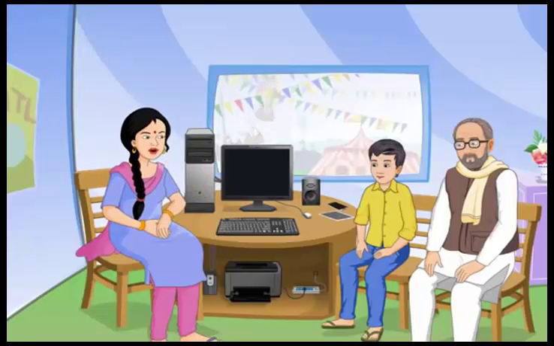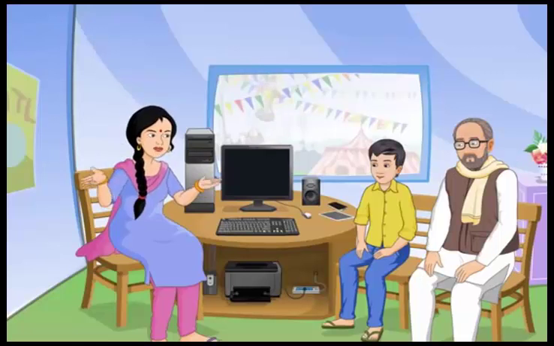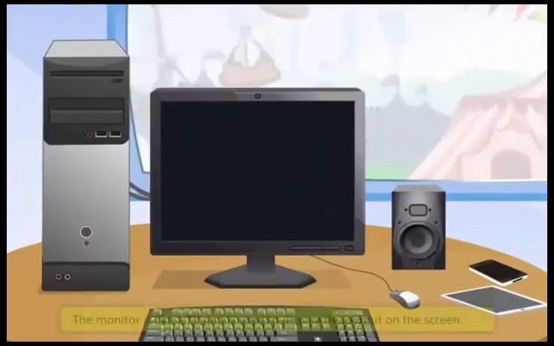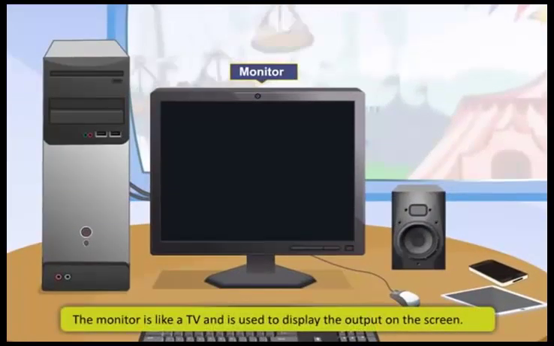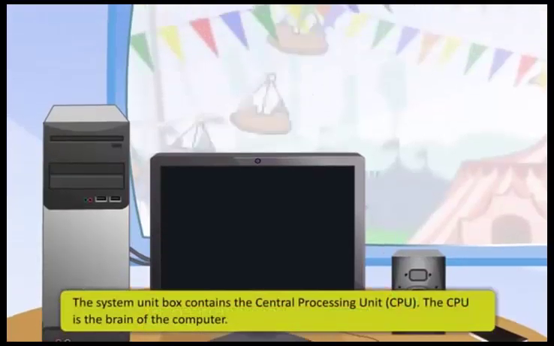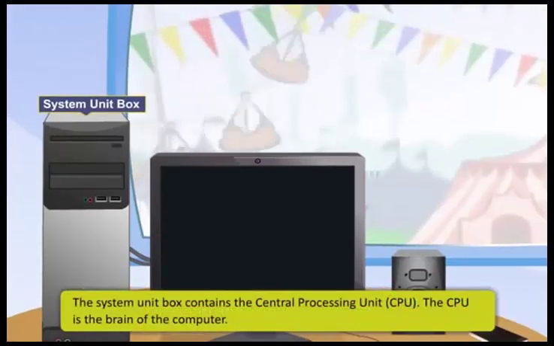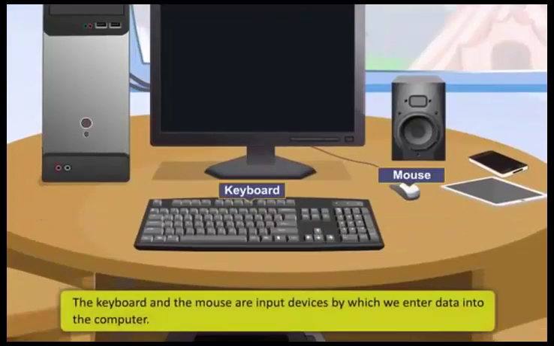First, let me introduce you to the various parts of the computer. This is the monitor. It is like a TV and is used to display the output on the screen. This is the system unit box. It contains a central processing unit or CPU. The CPU is the brain of the computer. These are the keyboard and the mouse. They both are input devices by which we enter data into the computer.